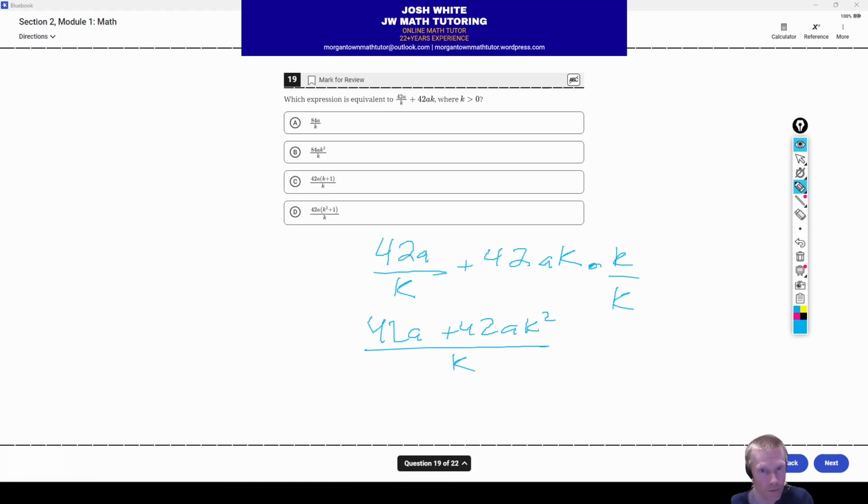Notice this doesn't quite match, and the reason is because they factored out a common factor. They factored out the 42a on top, and you're left with 1 plus k squared. In addition to that, they switched the order of the terms because addition is commutative. So they just rewrote this as k squared plus 1. So correct answer here is going to be letter D.